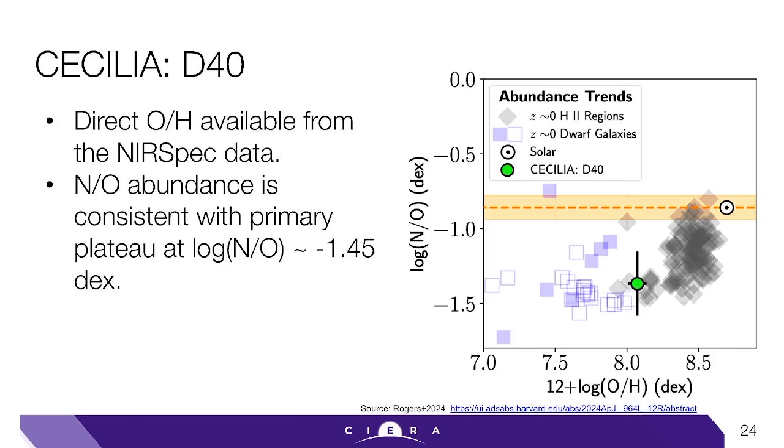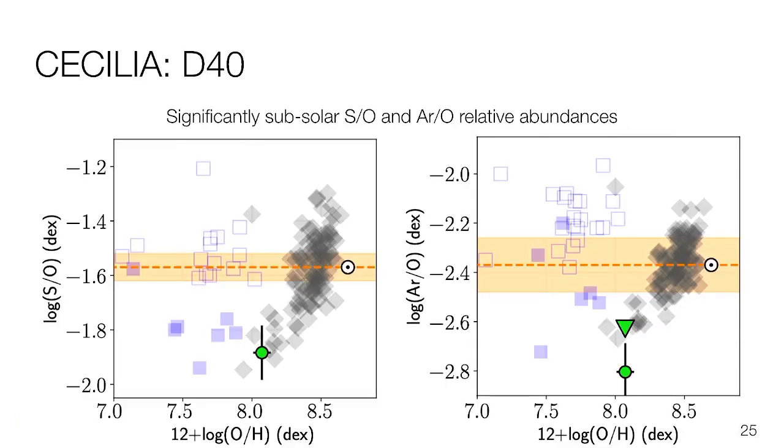But we can also measure the sulfur and argon abundances in D40, and when we do and compare these to the abundance trends in the local universe, they are significantly subsolar. There's a large scatter in the sulfur-to-oxygen abundance ratio in the local universe. This is related to the observational challenges associated with measuring the sulfur-3 lines in the near-infrared, but these challenges do not apply for the argon lines. And indeed, in the local universe, there's a tight clustering around the solar abundance ratio, yet D40 is 2 sigma away from the solar abundance ratio. Furthermore, we can use the upper limits on other emission lines from argon, tracing higher ionization states of argon, and even this upper limit is significantly subsolar.